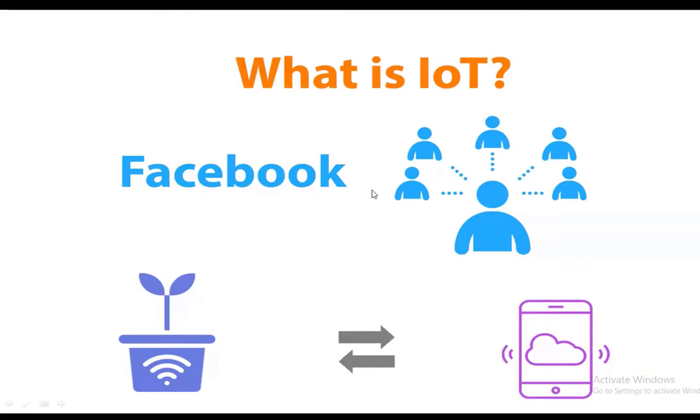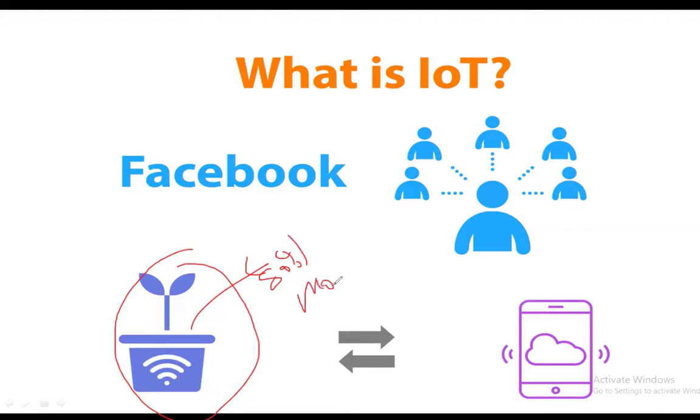Let us take a simple example. Suppose there is a plant and you want to monitor it continuously: what is the soil moisture, what is the temperature, and what is the CO2? You want to monitor all these parameters for this plant.